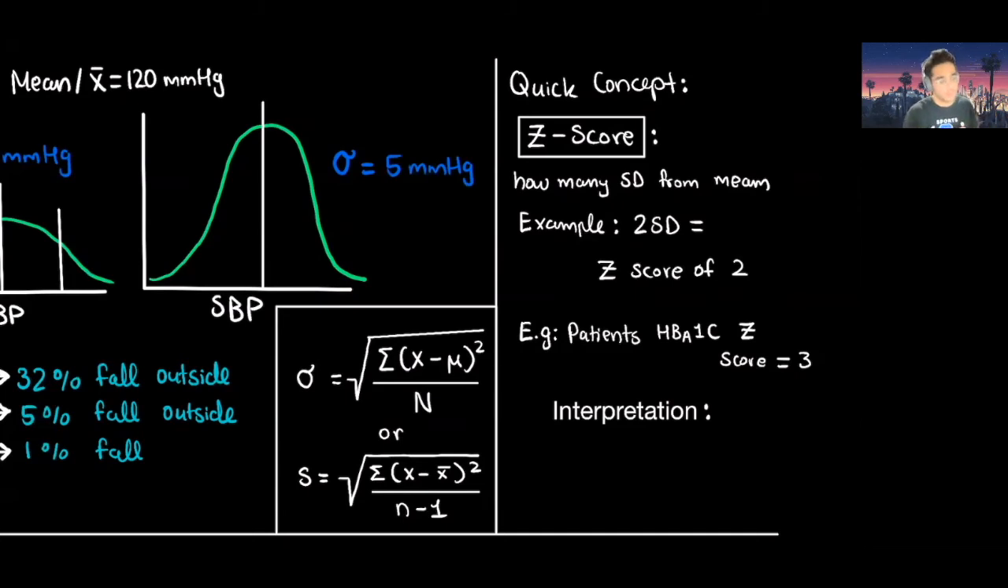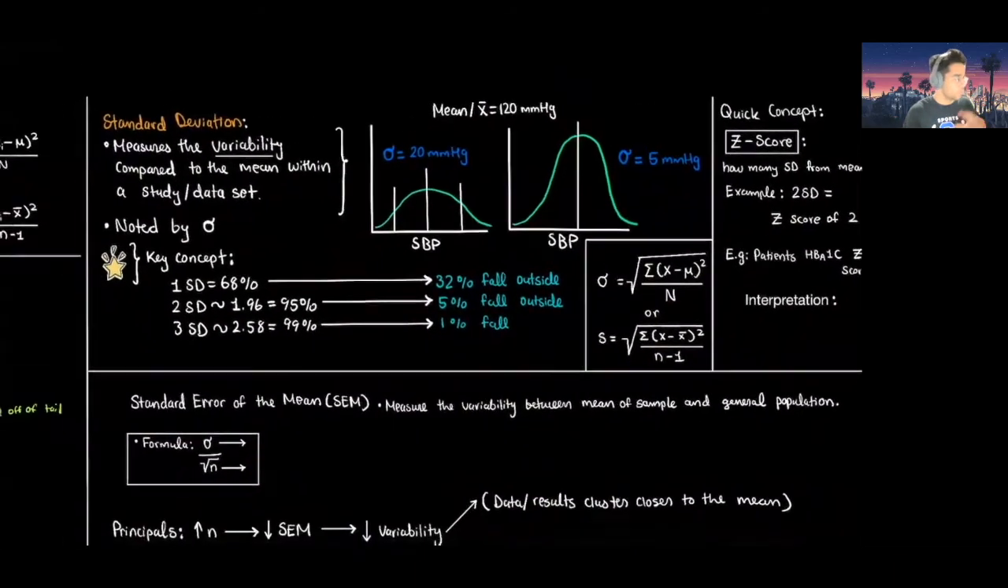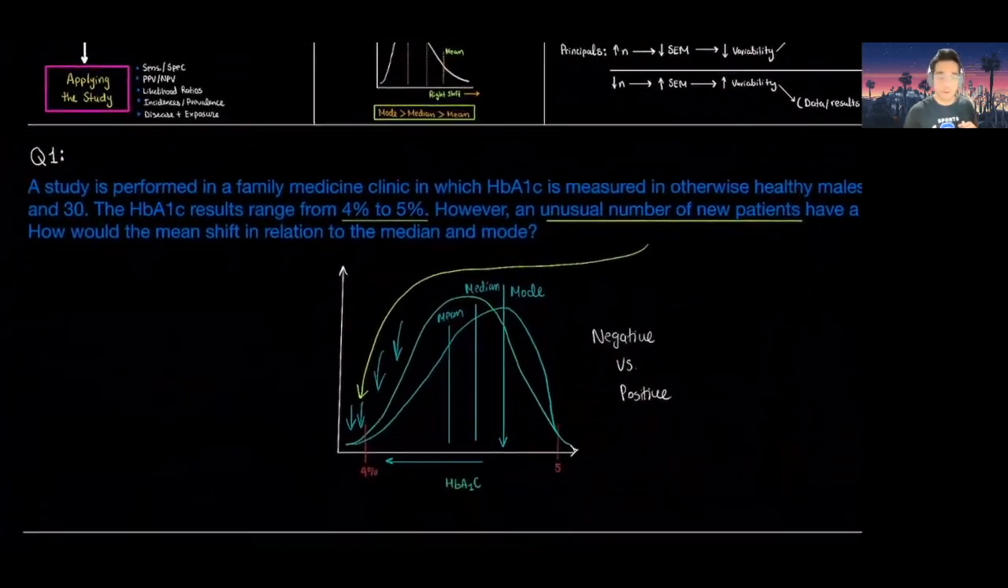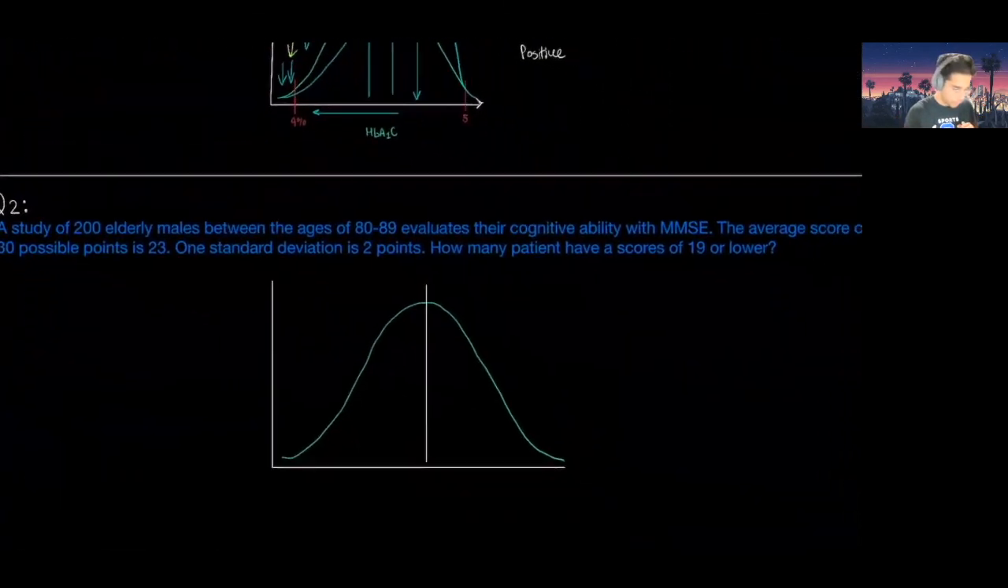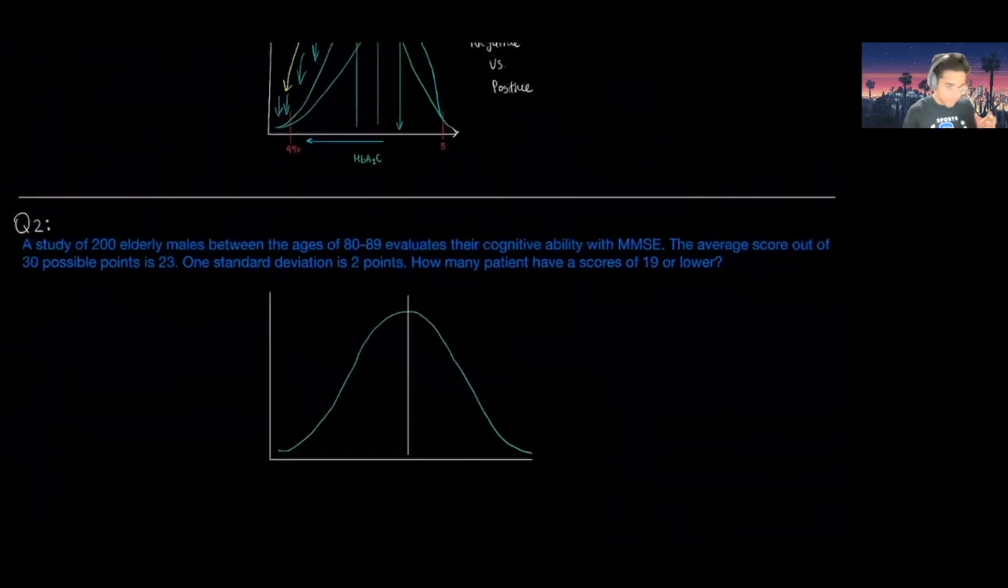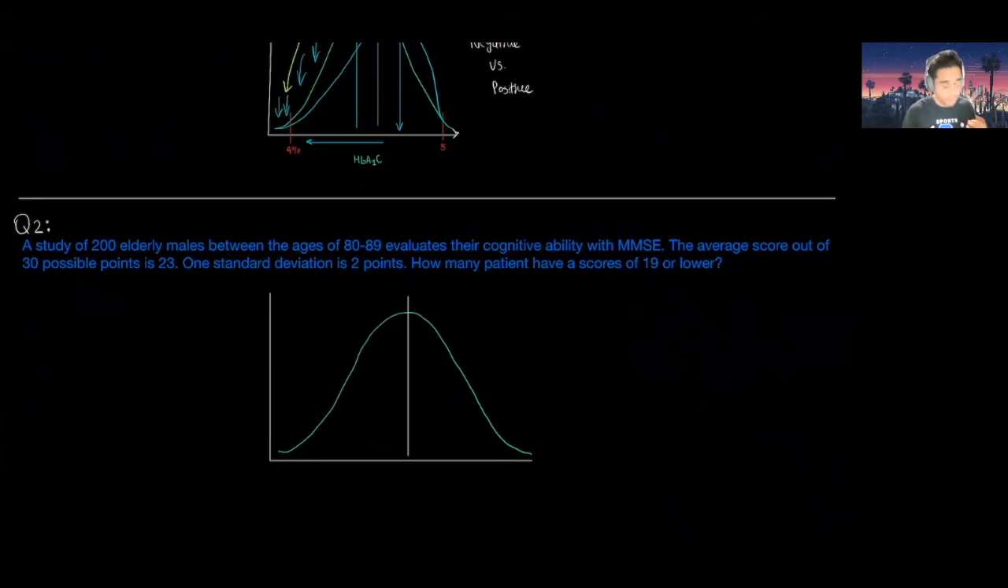Just a quick example. To wrap up the concept, let's go over an example. A study of 200 elderly males between the ages of 80 to 89 evaluates their cognitive ability with a Mini-Mental State Examination score assessment, right? You guys are very familiar with this. We covered it in neuro. The average score turns out to be 23 out of 30.